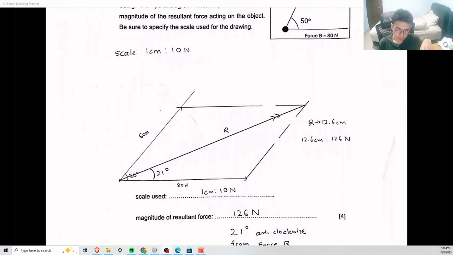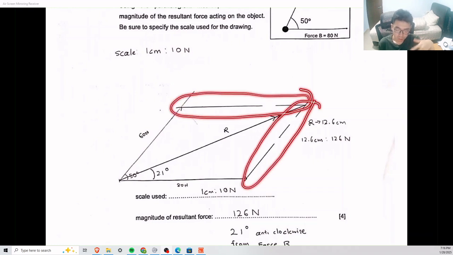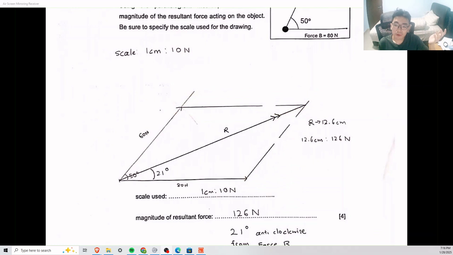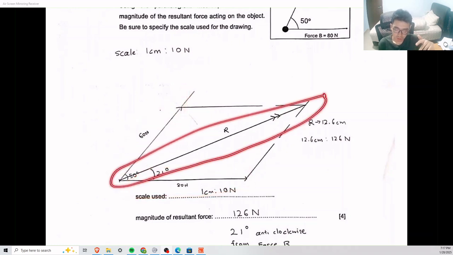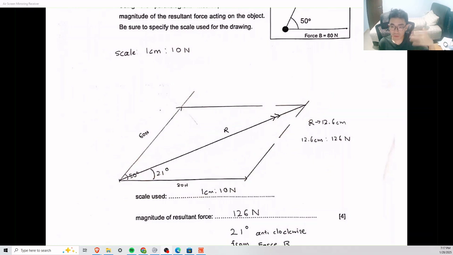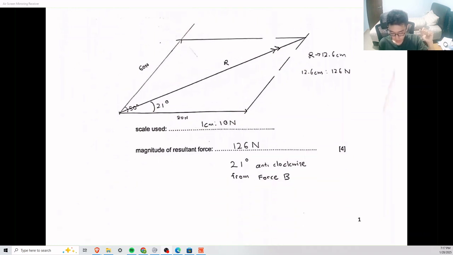Okay, you realize the dotted lines are the imaginary lines, because your actual vectors are here. You can see that the resultant vector is also a solid line, because this is what is actually occurring. The imaginary line is to help us draw the parallelogram. So in the end you should be getting 126 newtons, 21 degrees anti-clockwise from force B, like that.